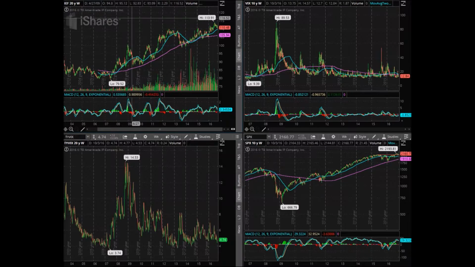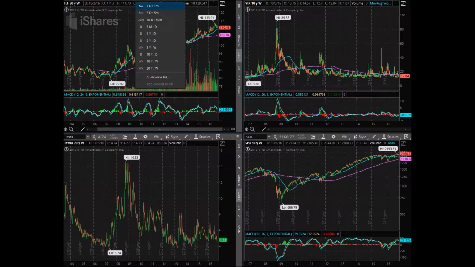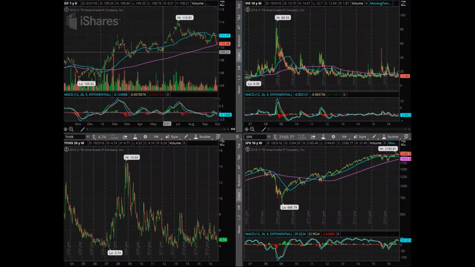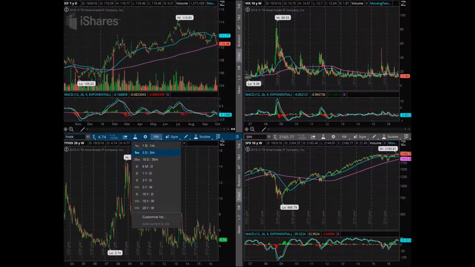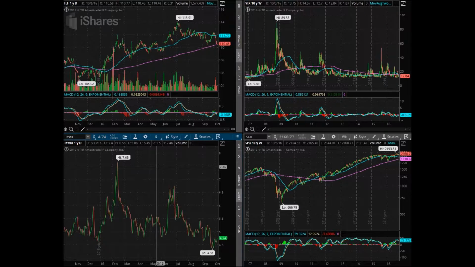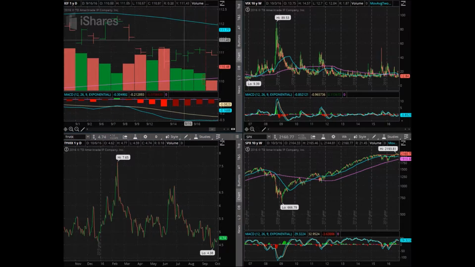I'm going to zoom in here. So let's do the dailies. The daily chart of the 10-year bond, the IEF. Here on the daily chart, and we'll go to the volatility index on the daily chart as well. This is the 1-year chart. You can see that the IEF, the 10-year bond, has now reached the 200-day moving average. It's right on it. And in fact, if you look at the previous low right here, oh, that's not going to work.